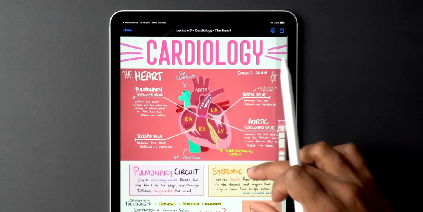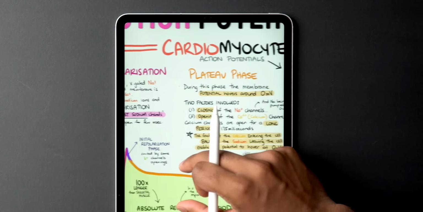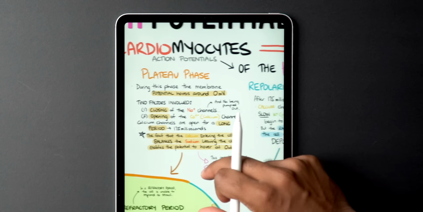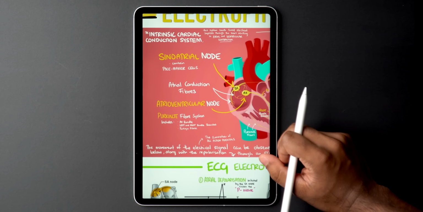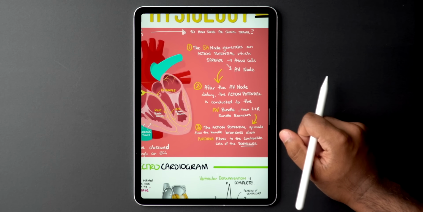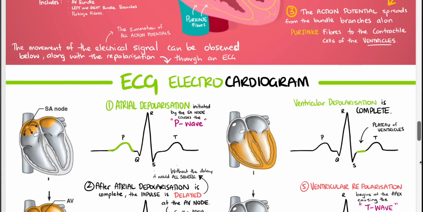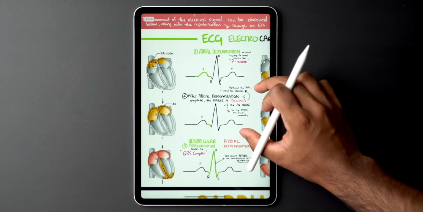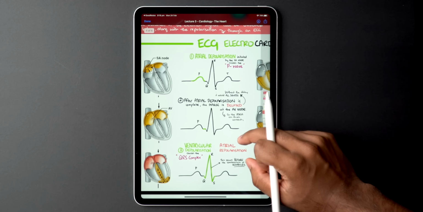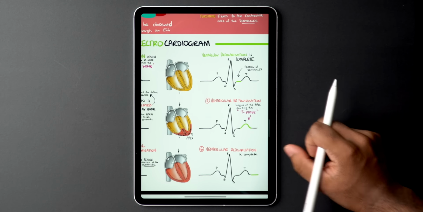Then I dedicated a part to the different circuits of the heart, a whole page to action potentials, as I was talking about with my questions earlier, an entire page on electrophysiology. So how does that electrical impulse, that action potential, move through the heart? And how does that relate to what we call ECG or an electrocardiogram? And with the ECG, I drew out each phase of the ECG in multiple steps, and the process of doing that and comparing that with the diagram of the heart right next to it made me understand what the ECG was representing.